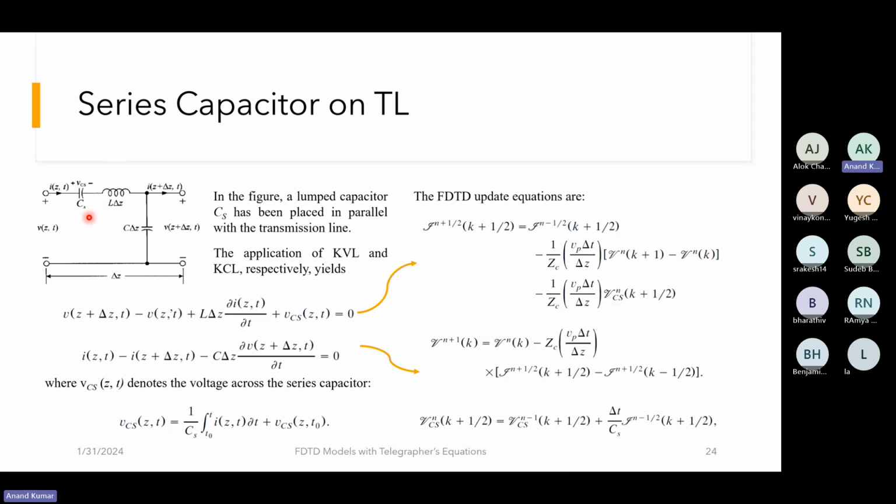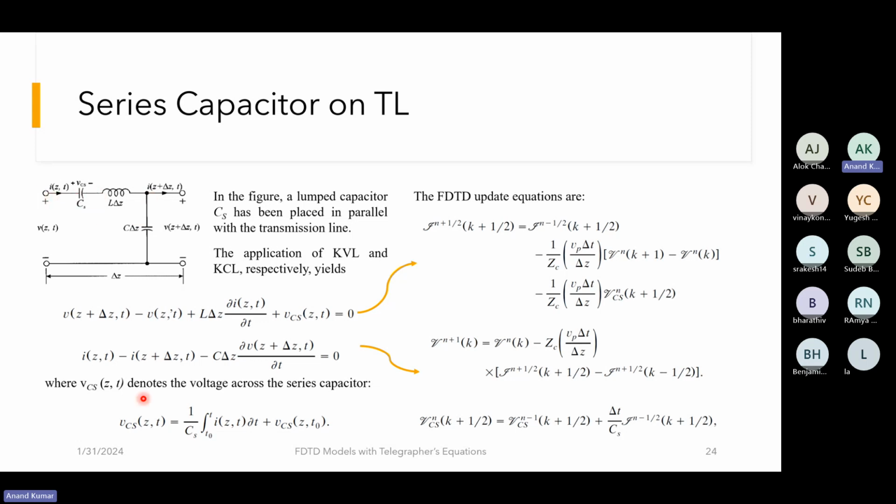So now we have included a capacitor in series with a transmission line. And the voltage drop across this capacitor is given by VCS. Now on this particular modified unit cell, where we have this lumped capacitor CS, we'll perform KVL and KCL. So the KVL expression changes.